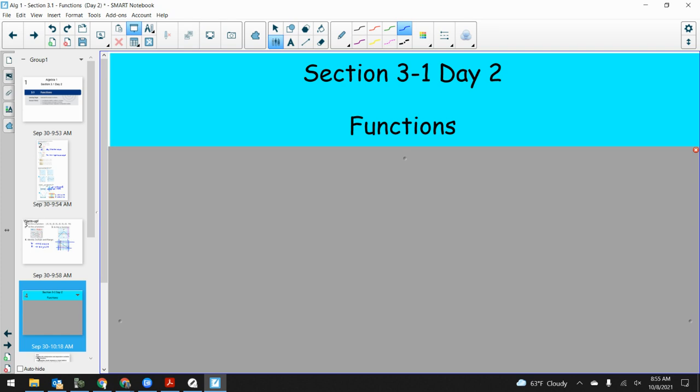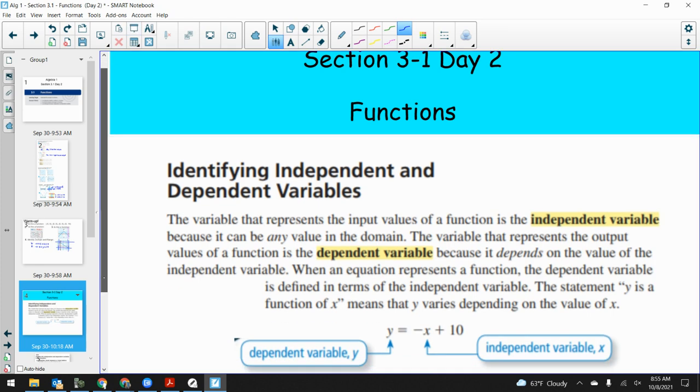All right. So section 3.1, day 2, functions. What we're going to get into today is more of the application and the real life application of functions. How do we do that? Well, the first thing we're going to talk about is independent and dependent variables.